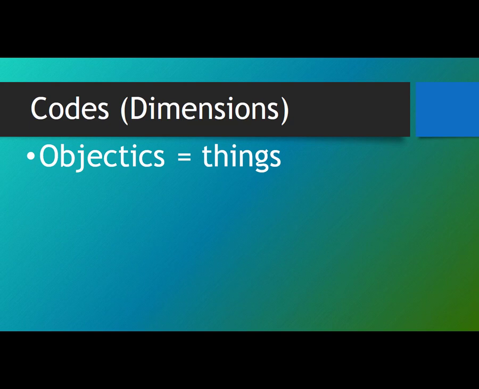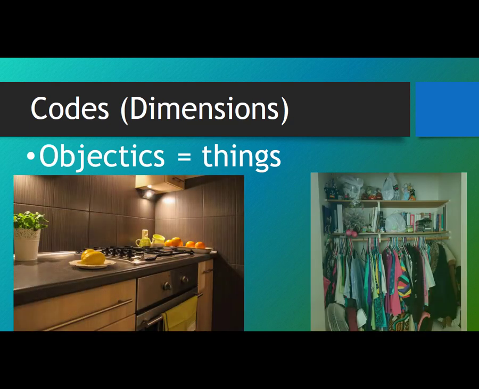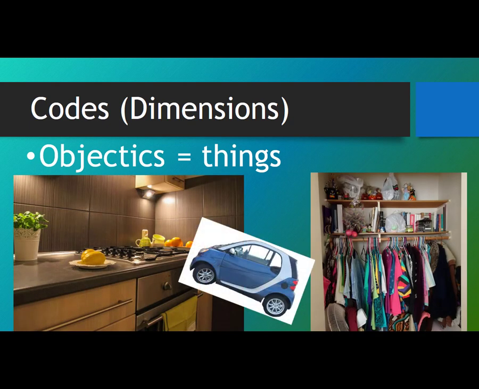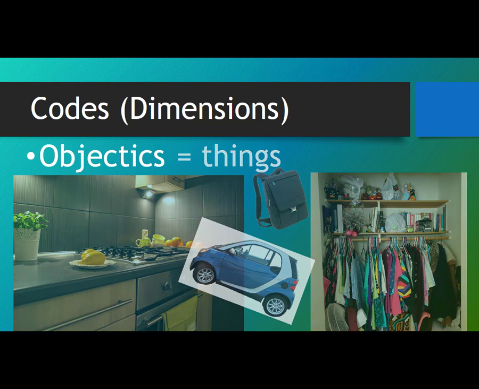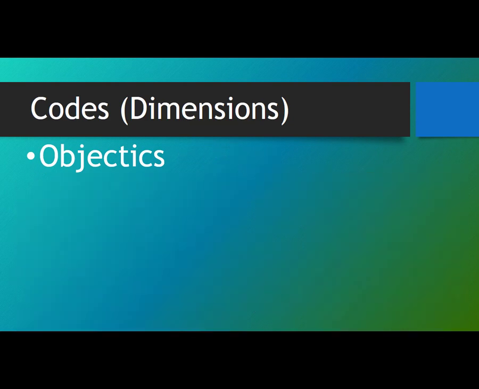Objectics relates to things, objects, sometimes called artifacts. These are things in the physical environment, like what you decorate your house with, what you choose to wear, your car, the briefcase or backpack you carry, and so on. Some scholars include all aspects of physical appearance in this code, while others separate it out as a separate field of study called physical appearance, a name that doesn't end in ick.